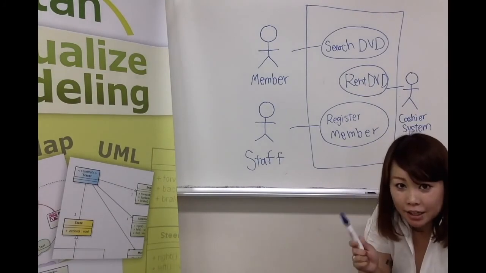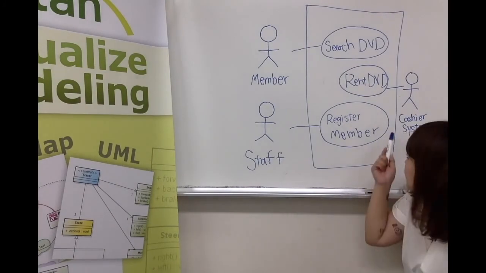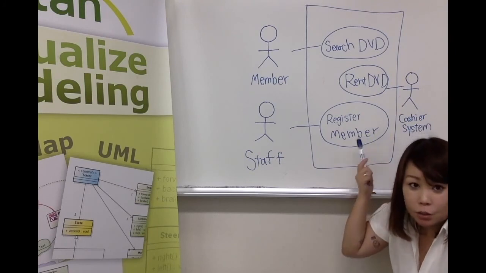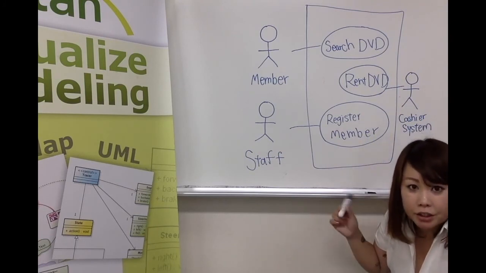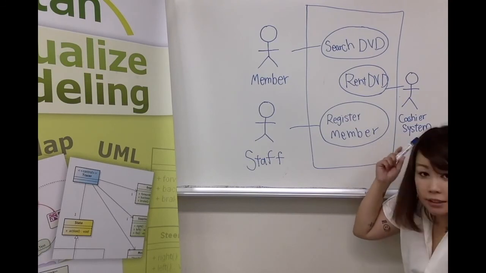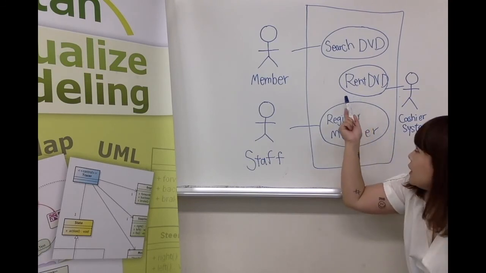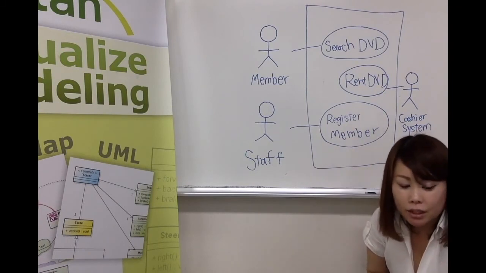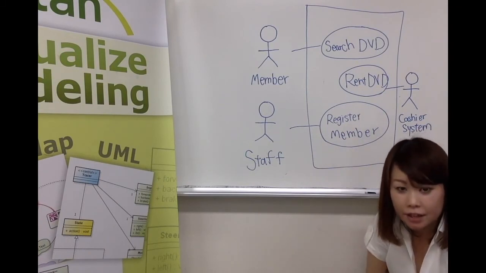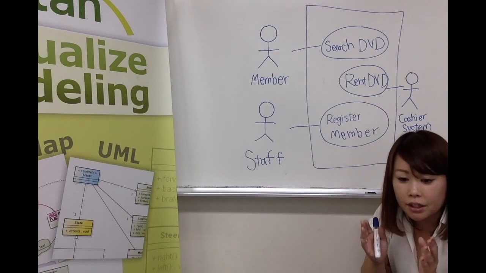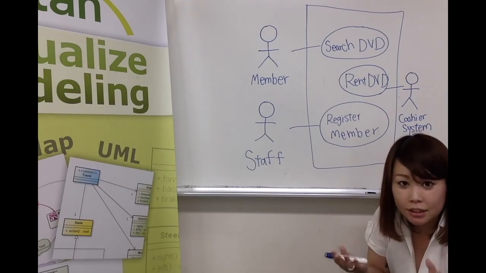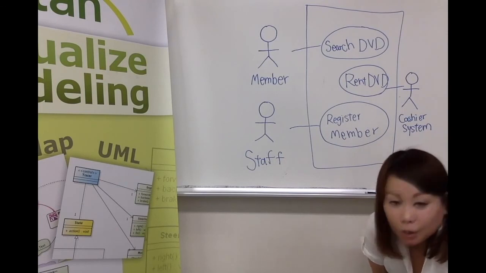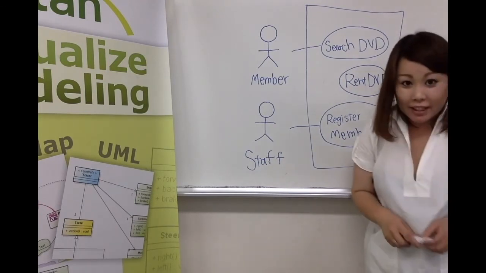There is another type of actor, which is shown here, called cashier system, which is not a human or user, but is a system that participates into this rent DVD use case. So what I wanted to mention here is that non-human external system can also be an actor in use case diagram.